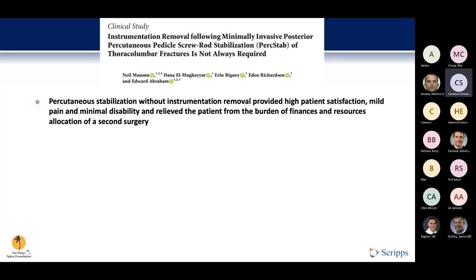And then removal of the instrumentation is another question that people have after you do these surgeries. A lot of people like to take them out. This study notes that removal of the instrumentation provided high patient satisfaction, mild pain, and minimal disability, and relieved the patient from the burden of the financial stresses and need for a second surgery. But this is a controversial topic, and I was going to ask the attendings at the end what everyone's thoughts are on that.